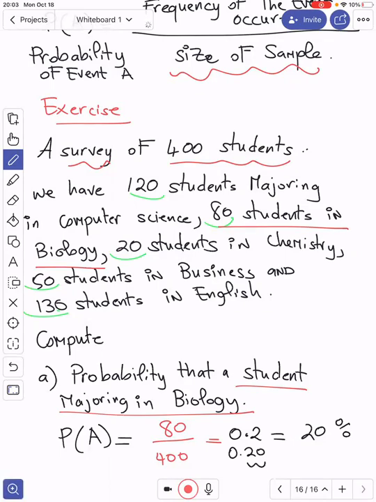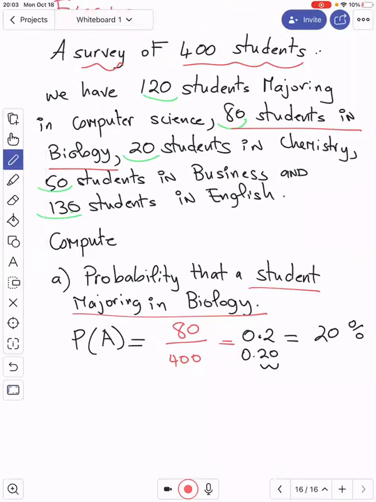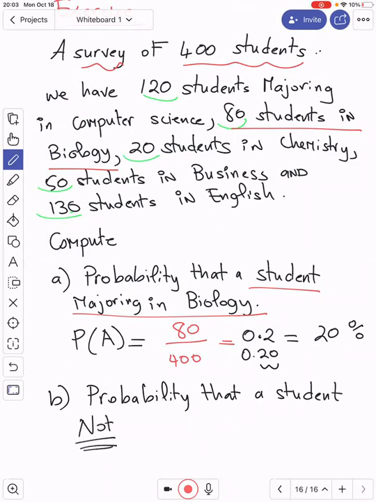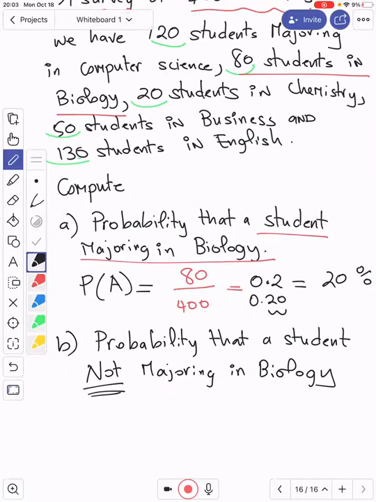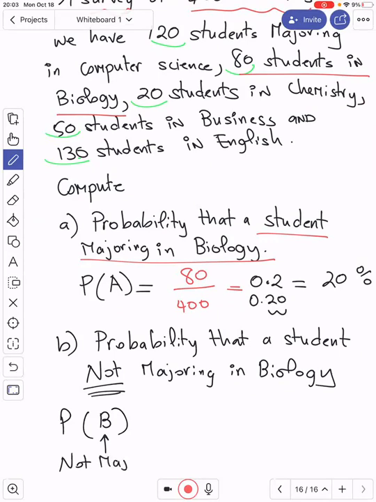Now, let's say you want to compute the probability that a student is not majoring in biology. Let's call this event B. So the event B is that a student is not majoring in biology.